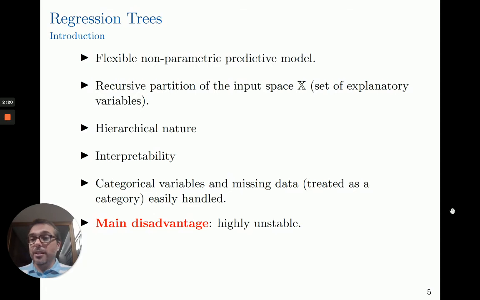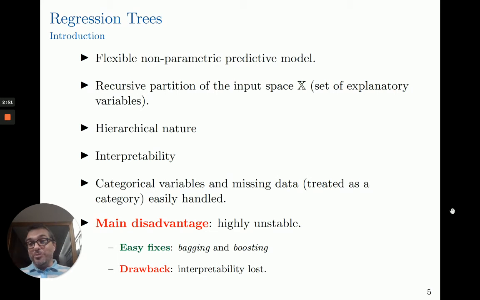What's the main disadvantage, as we are going to see? It's highly unstable. Because the splits are sequential, if we make a bad decision, this bad decision will propagate over the tree. Okay, but there are easy fixes for that. Basically, because it's very unstable, bagging and boosting will help us a lot, and we are going to see during the second part of this lecture how bagging and boosting can help us.